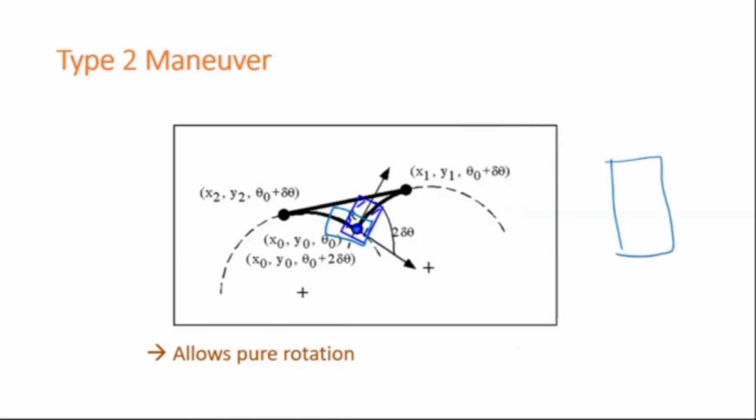Let me draw and explain it again. This is my car. So this is the point P. I want to rotate the car, and let's say I want to rotate it and make it like this. Can a car rotate like this, about this point? In one motion it cannot because of that non-holonomic constraint.